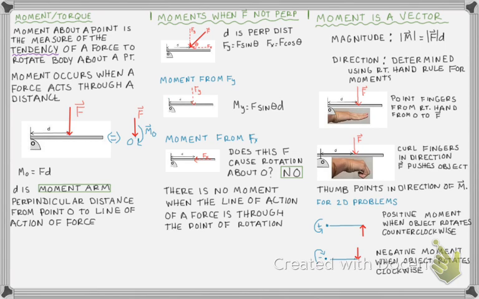So, a positive moment is when the object rotates counterclockwise, and a negative moment is when it rotates clockwise. And in 2-dimension, that's all you need to signify direction: positive or negative.